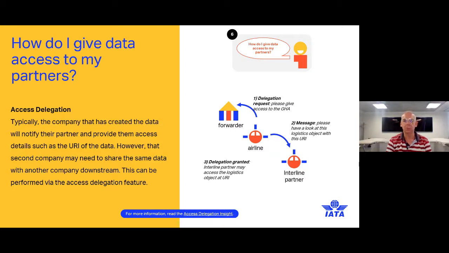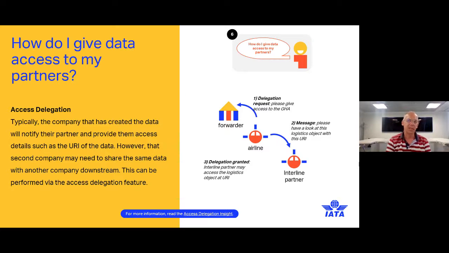So the airline has to do something. They have to do two things. First, they have to inform the interline partner what the URI is of the object that they would like them to have access to, but also they have to inform the original data owner, which is the forwarder in this case, that they would like to request access on behalf of the interline partner or the GHA, for example.